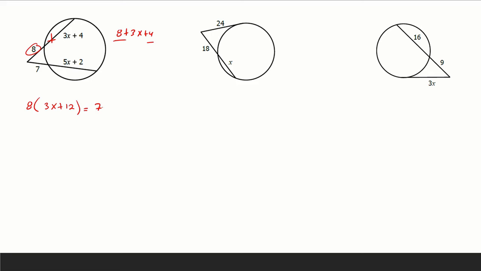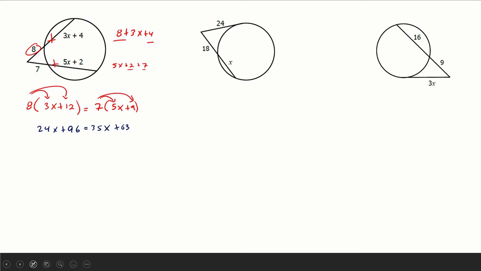And that's going to equal 7, which is the outside part, times the whole thing. The whole thing is going to be 5x plus 9. Where does that 9 come from? Well, if you add these two together, combine like terms, that's where the 9 comes from. So from here, we're going to go ahead and distribute, and we're going to solve for x. So when we distribute, we end up with 24x plus 96 equals 35x plus 63.